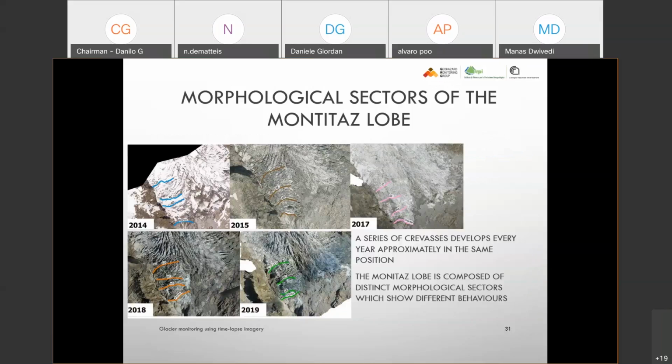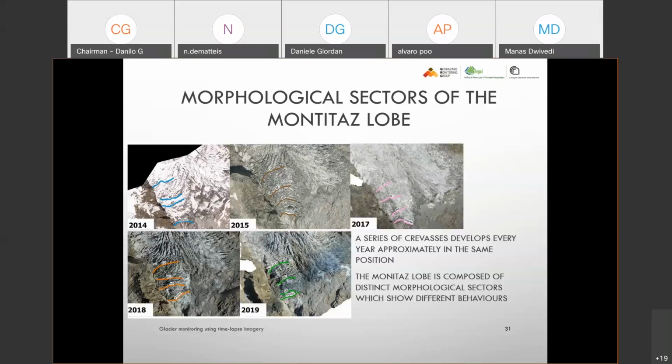On the surface of the Monte Tabor, every year, a series of crevasses open and delimit some morphological sectors. The opening every year in the same position means that probably the bedrock is not a flat slope, but it presents discontinuities, and the crevasses open where the tensile stresses are strongest.